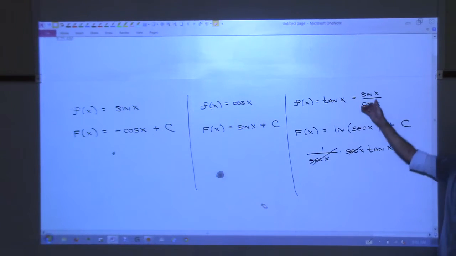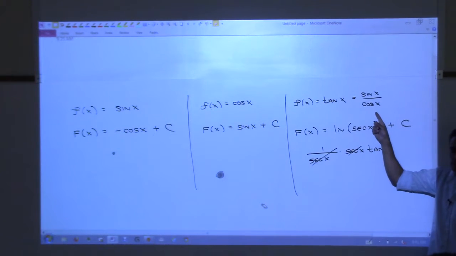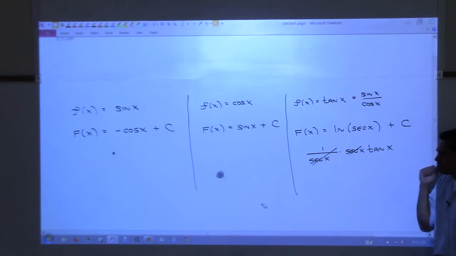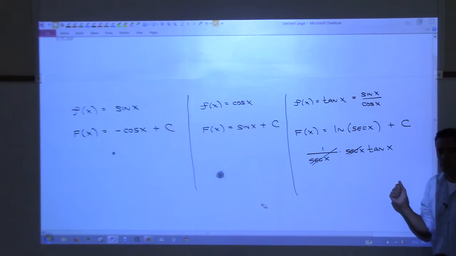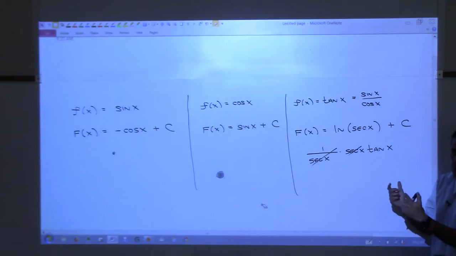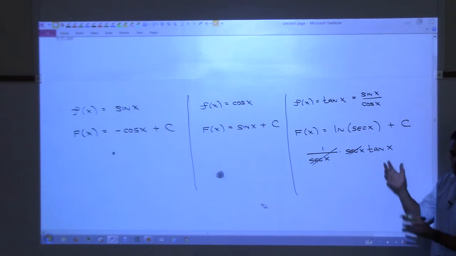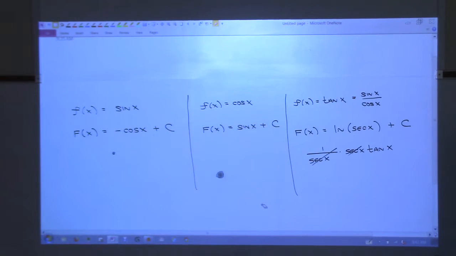Now, how would you ever have seen that? You wouldn't have. And we have to have a special way of doing something like this. And that's the first real technique that you'll learn to be able to do antiderivatives. It's called substitution. That's the first kind of technique. And there's a bunch of others, but that's the first one.